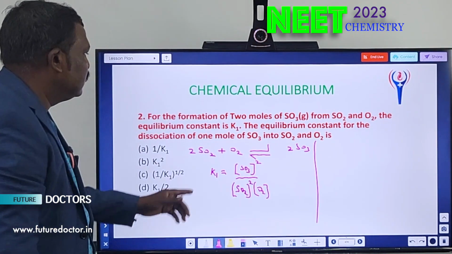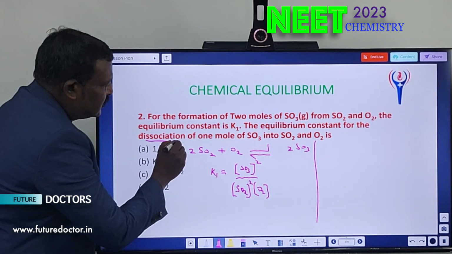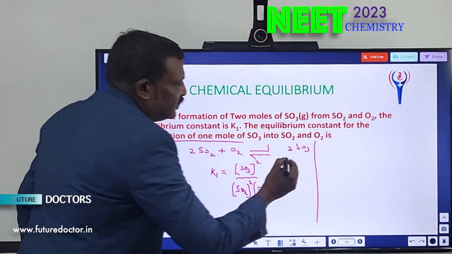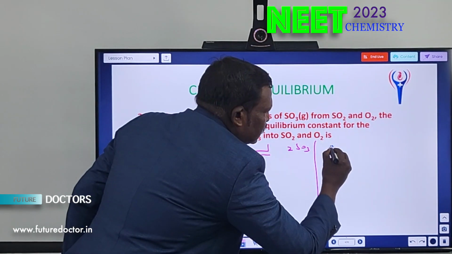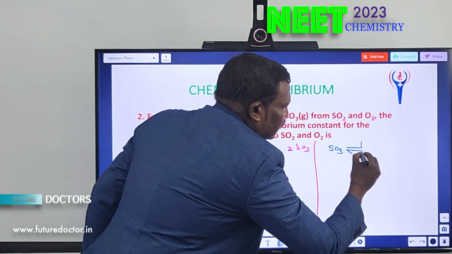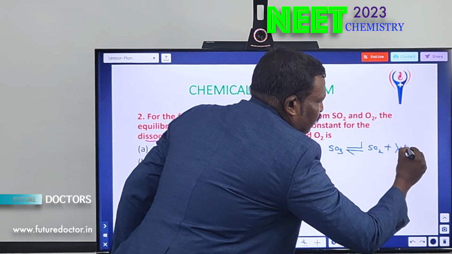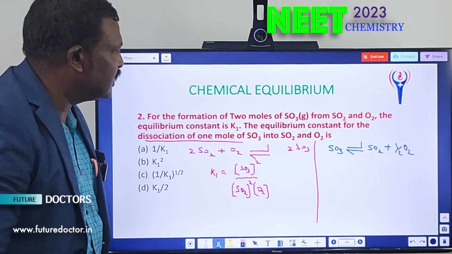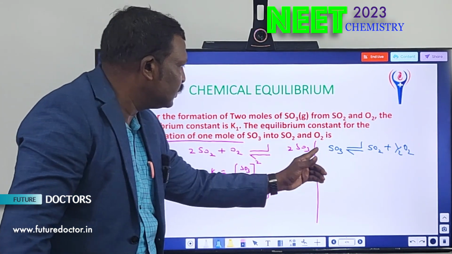Next one. The equilibrium constant for the dissociation. Dissociation means dissociation of 1 mole of SO3. Dissociation of 1 mole of SO3 splits into SO2 plus O2. So you must know how to frame the equation, then only you will be able to solve the sum. Very simple. The dissociation of 1 mole of SO3 into SO2 and O2.